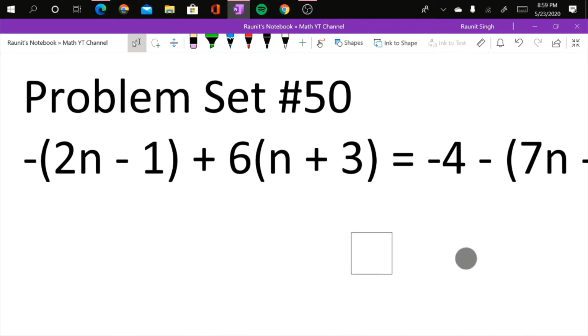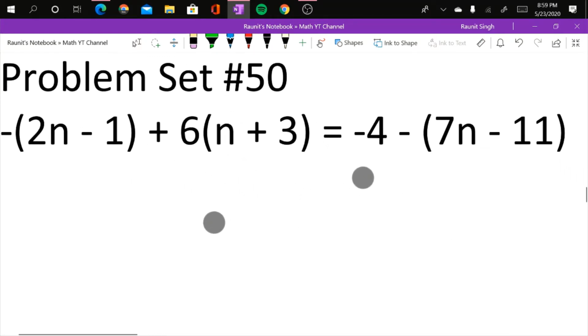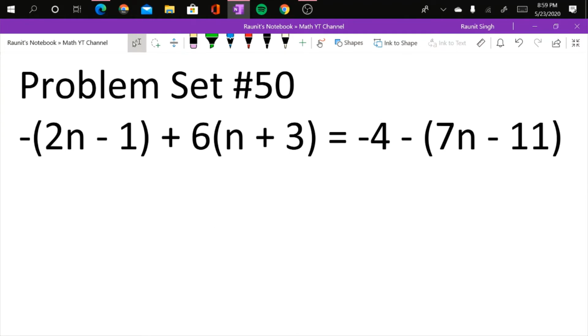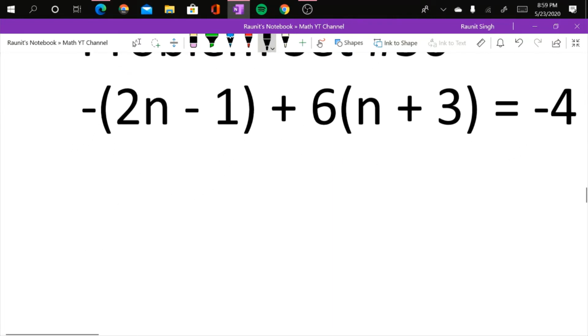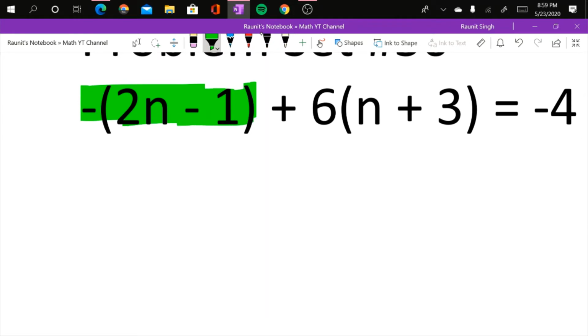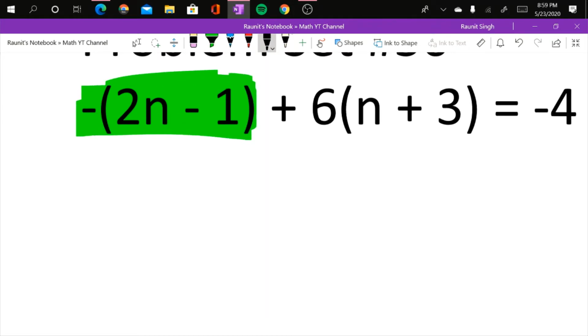So now we're going to move on to question number 50. The problem is negative parentheses 2n minus 1 plus 6 times n plus 3 is equal to negative 4 minus 7n minus 11. So these negative signs here, we have the negative 2n minus 1. That basically means negative 1 times 2n minus 1. So when we use the distributive property, we would be multiplying it by negative 1.